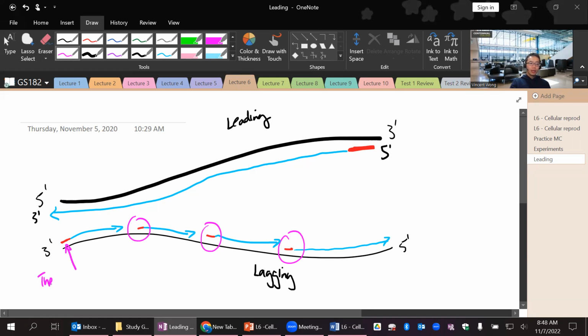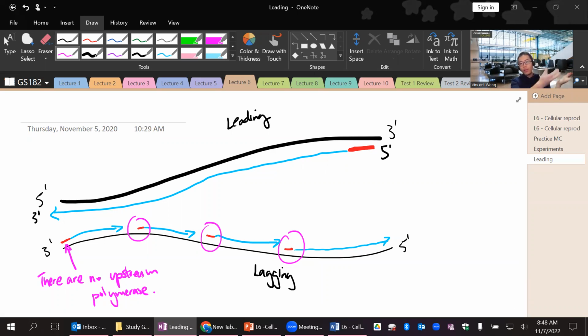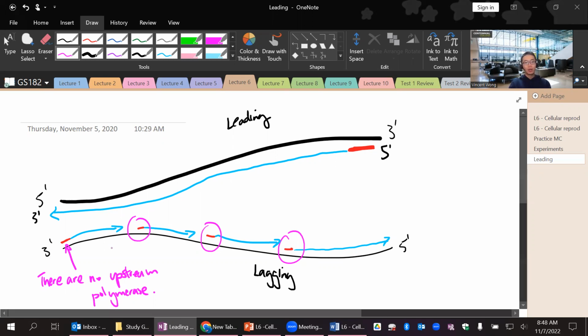Okay, there are no upstream polymerase, right? There's no DNA polymerase coming from further up because we're at the end of the DNA, we're at the end of the line, right? So with no polymerase coming down from upstream, there's no trigger for polymerase 1 to bind onto. And so this little bit of RNA is never going to be replaced with actual DNA, and it will just get lost in the DNA replication process.